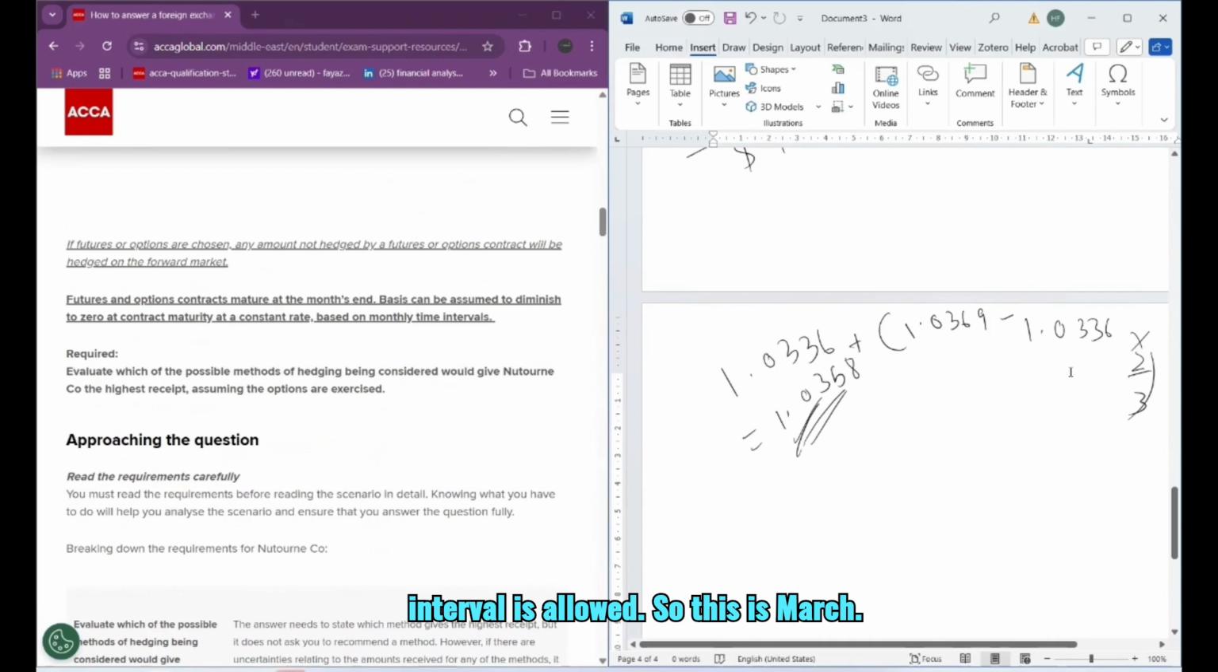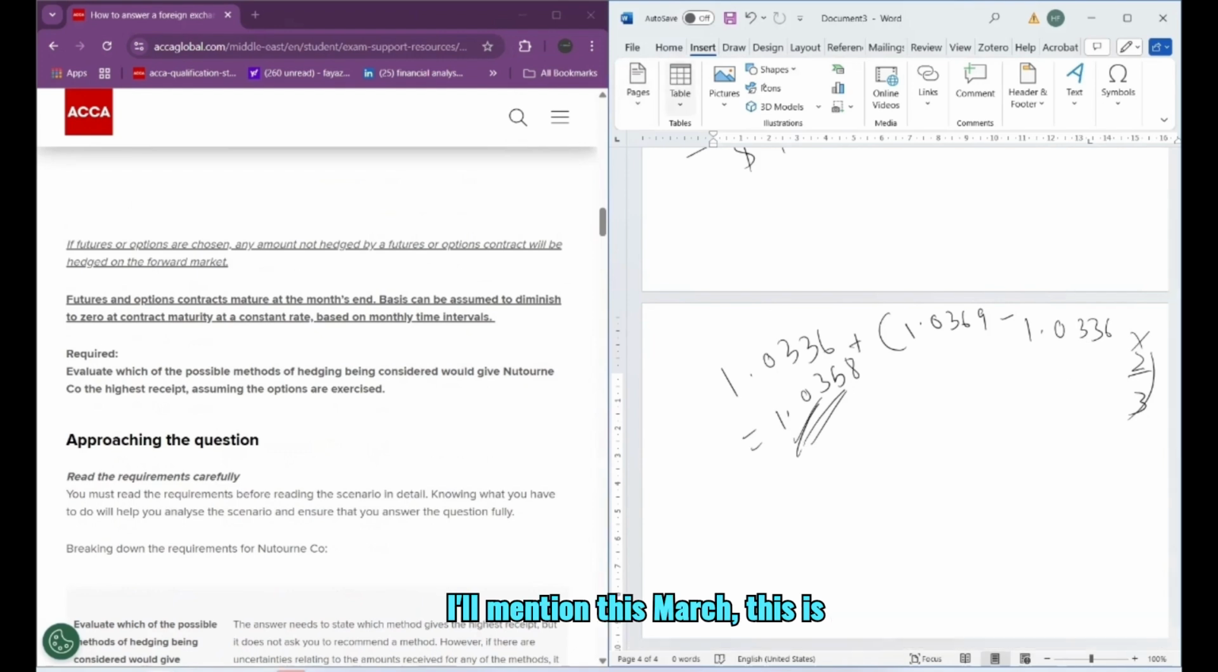So this is March. This is March. This is June. I'm accounting for the difference between these two and time apportioning it, because I'm finding out how many months it is from March for the transaction to take place, which is exactly 2 months, 31st May. That's it. So we get the lock-in rate based on that.